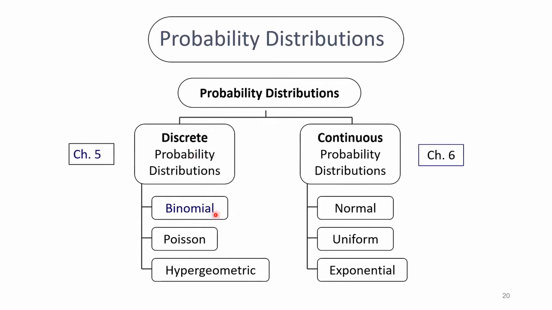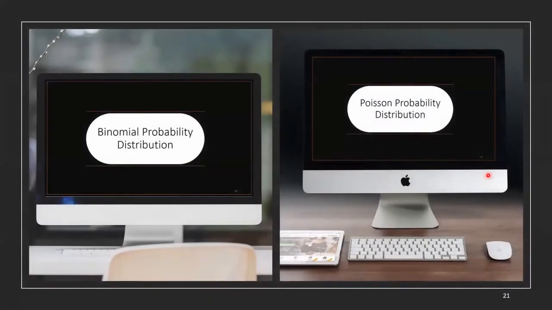I will be focusing only upon the binomial and the Poisson. Hypergeometric I will not be focusing on. And these continuous probability distributions will be talked about in the next chapter. Right, so these are the two discrete probability distributions that we will be talking about, the binomial probability distribution and the Poisson probability distribution. So let's have a look at the binomial probability distribution.